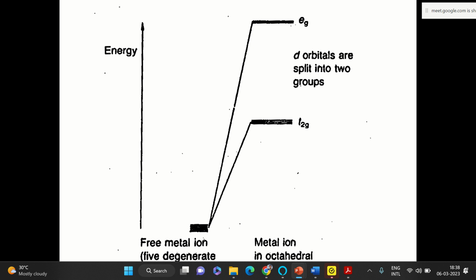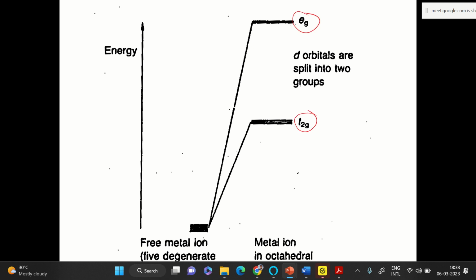The energy of both sets of orbitals will be raised, but the T2g set of orbitals are not in the direct line of approach, so the repulsion will be less and they will lie lower. The eg set will lie higher because they are directly in the line of approach of the ligands, which are negative charges, and the orbitals come head to head like that. So the repulsion is more, and that's why, due to the repulsion, energy is increased to this extent.